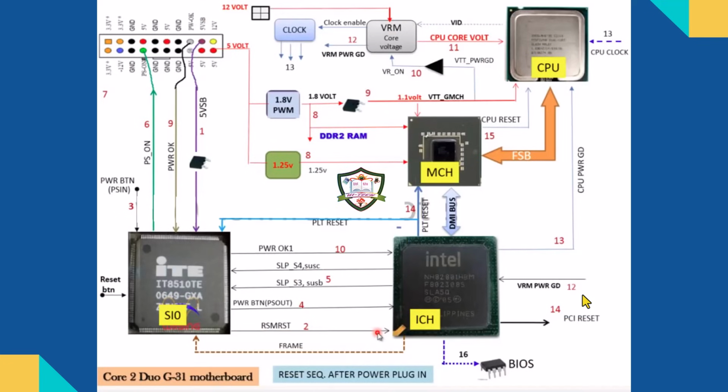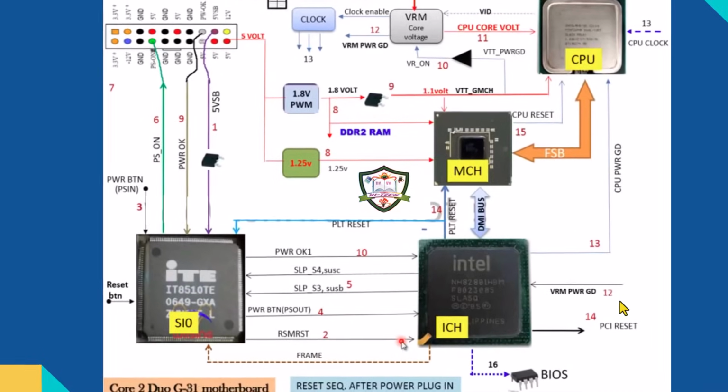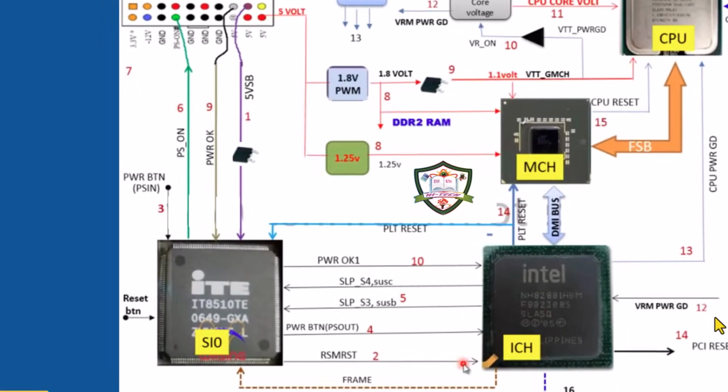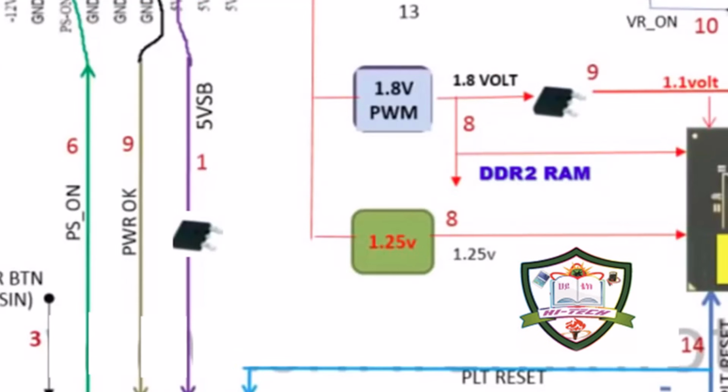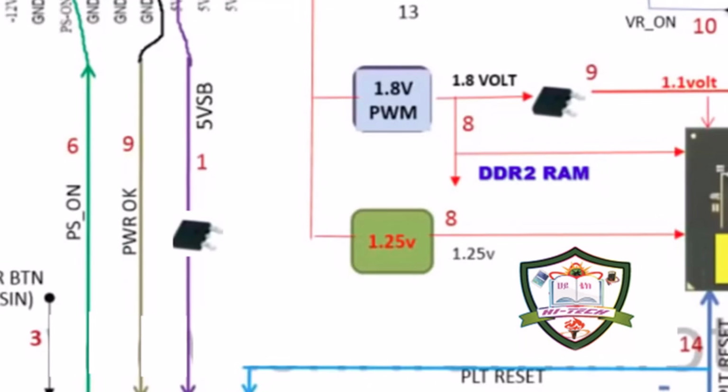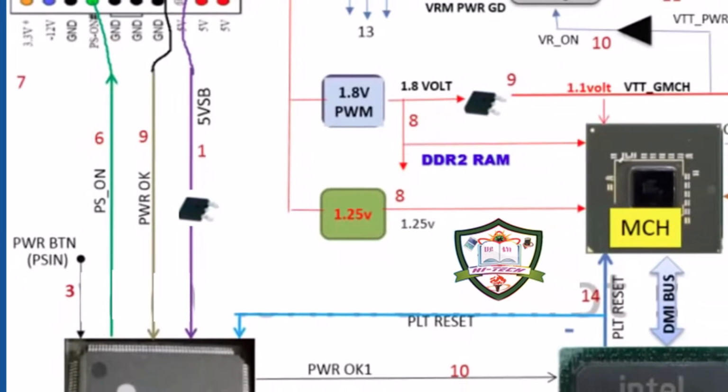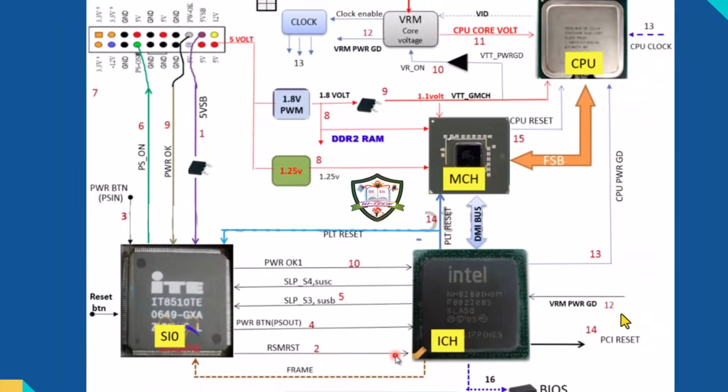Let's start with the Core 2 Duo G31 motherboard power sequence. Everything begins the moment you connect the ATX power cable. Step 1 is the delivery of the 5 VSB, or 5-volt standby power, to the CO chip, which is an ITE8510TE in this design. Once the CO receives its standby power, Step 2 occurs.